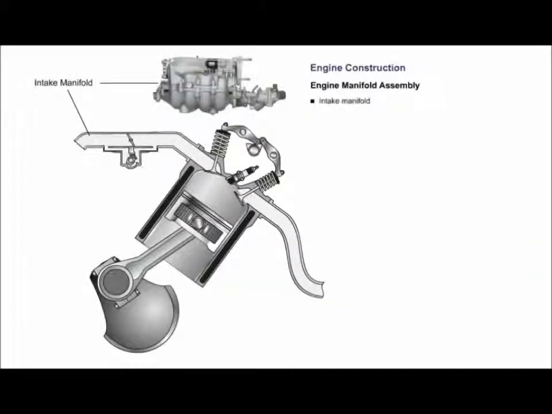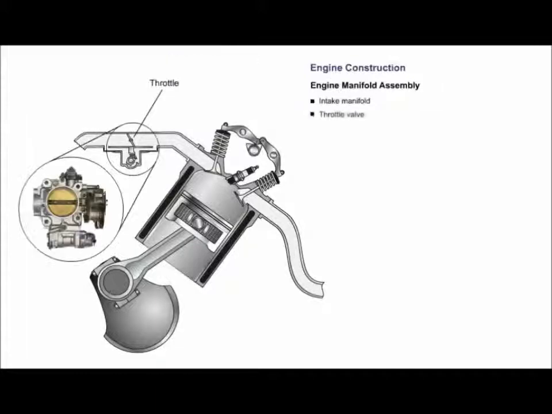The intake manifold is used to deliver air to the combustion chamber through the intake valve. The throttle plate or valve is controlled by the driver and regulates airflow to the combustion chamber. Airflow is minimum at idle, medium airflow at half throttle, and maximum airflow at wide open throttle.